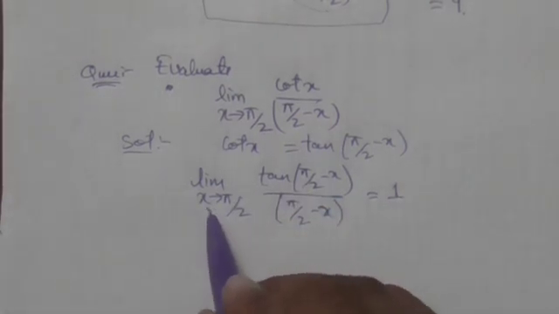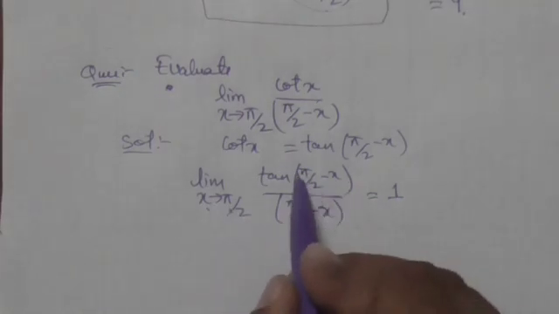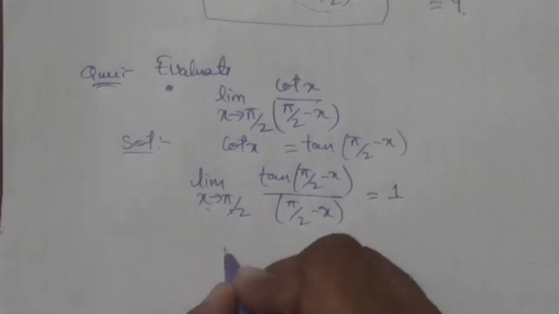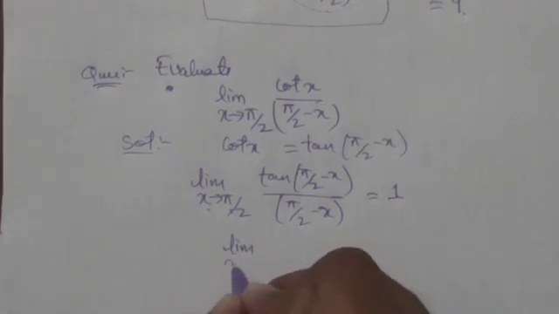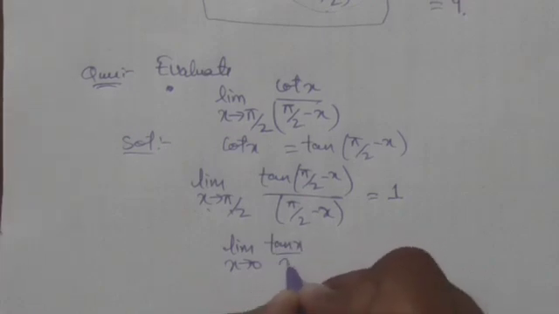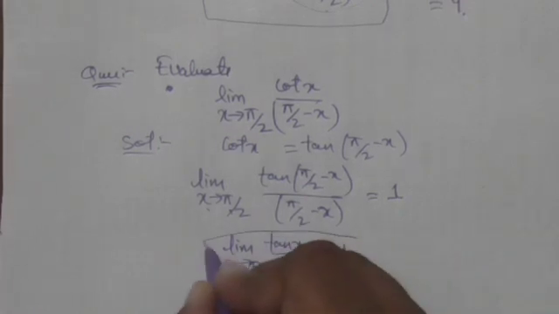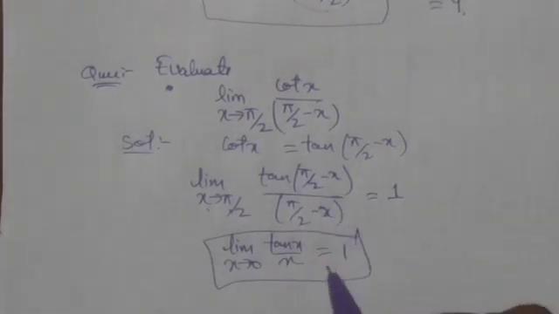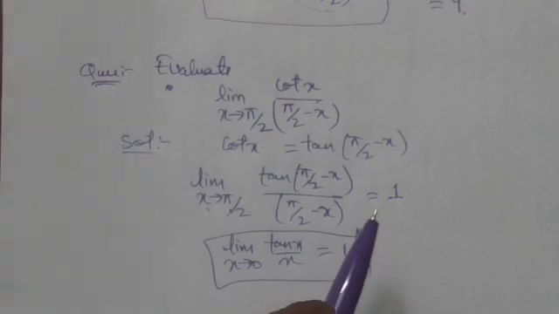Because x tends to pi by 2, therefore pi by 2 minus x will tend to 0. And I have told you earlier also, as x approaches 0, tan x upon x is equal to 1, right? So here pi by 2 minus x tends to 0.